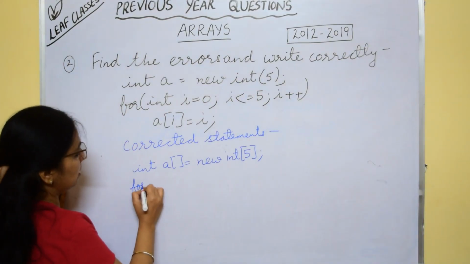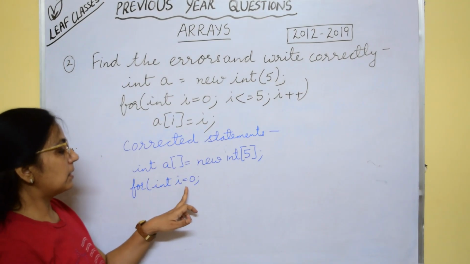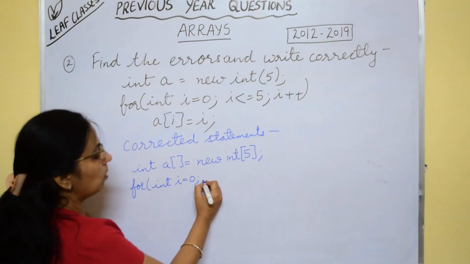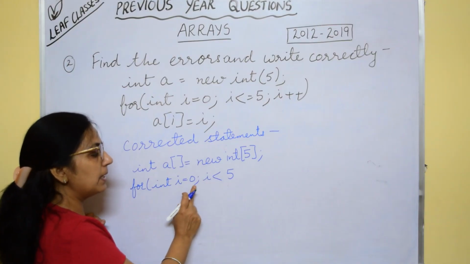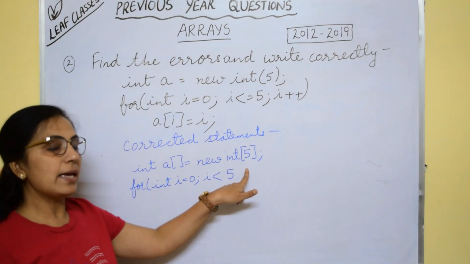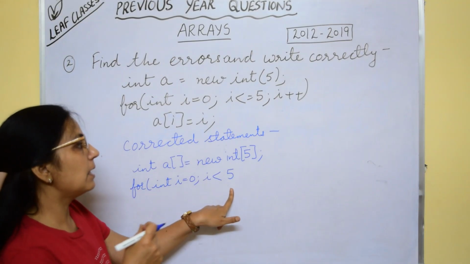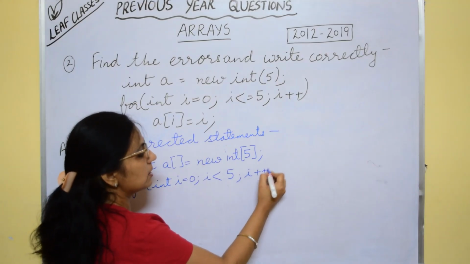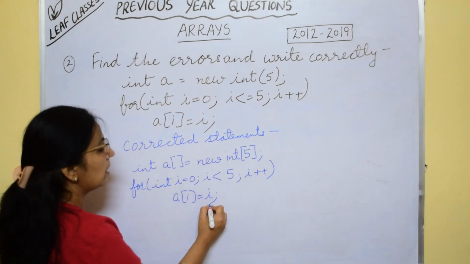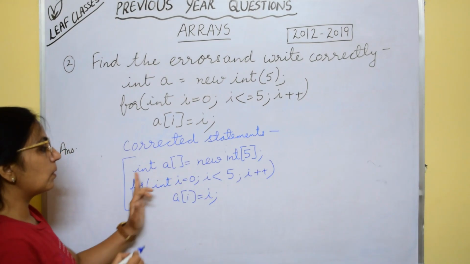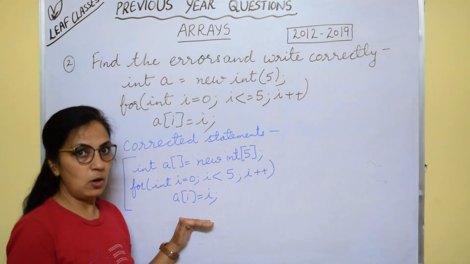Then next statement, for int i equals to 0, this is correct. We know that in array the loop starts from 0 and the last value of the loop should be less than 5. That means it should go from 0 to 4. If the size is 5, 5 times it should execute 0, 1, 2, 3, 4. So 0 to less than 5, i plus plus, this is also correct. And a[i] equals to i. This is also correct. So this is how you are going to write the answer if these type of questions are asked in the exam. I hope it is clear.